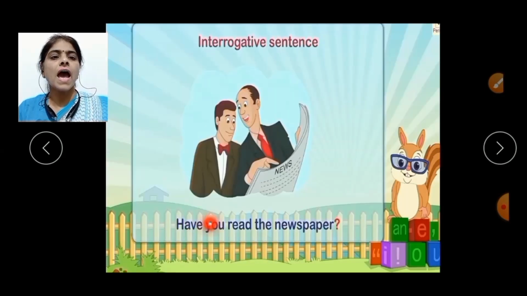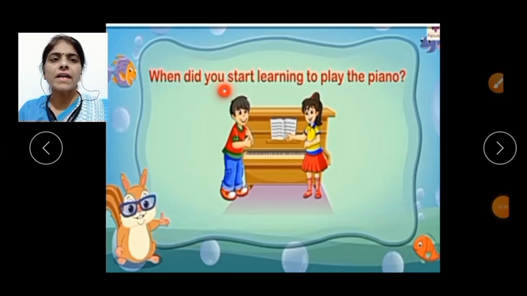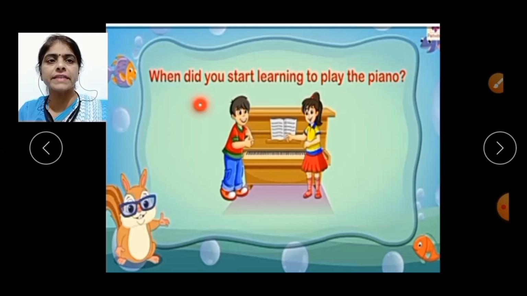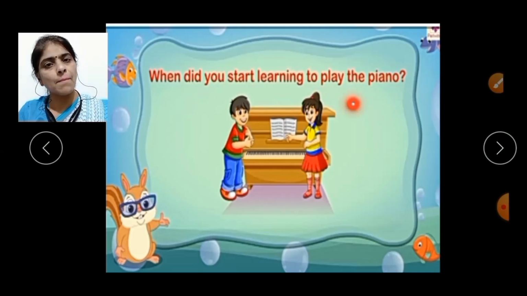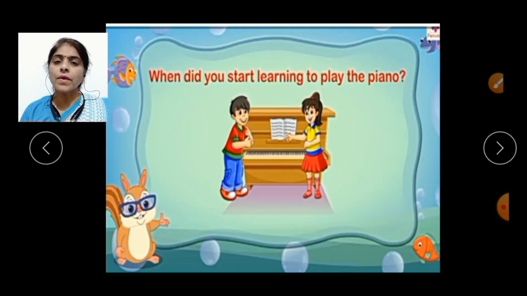Here, have you read the newspaper? As you can see, this sentence is asking something, meaning it is a question, and it also has a question mark at the end. So this is an interrogative sentence. Let's have another example. Here, when did you start learning to play the piano? As you can see, this sentence also has a question mark at the end, and it is a question. It asks something. So it is also an example of an interrogative sentence. So here we know that all the sentences which ask something are interrogative sentences. Now let's go ahead.